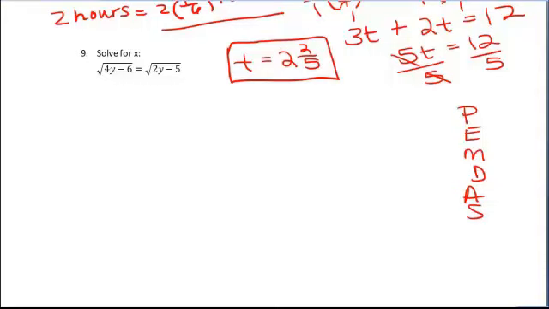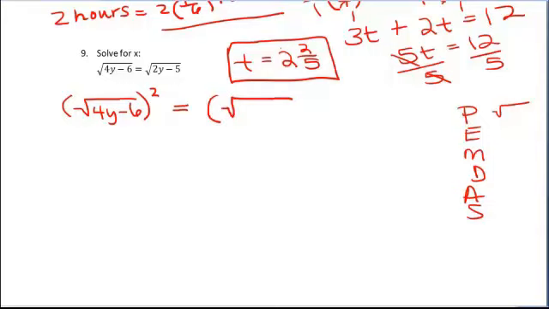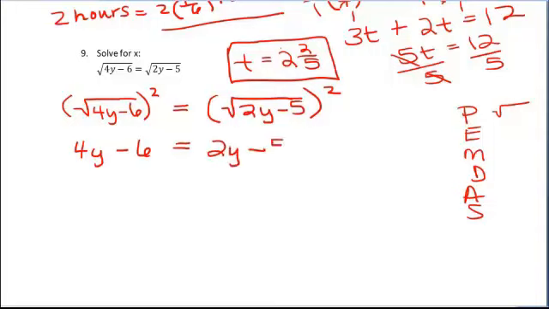So first, parentheses and grouping symbols. The square root sign is considered one of those. So what we can do here is on both sides, we can square both sides, because if we square both sides, then it will just get rid of the square root signs. So we square this side and square this side. And then we end up with 4y minus 6 equals 2y minus 5.